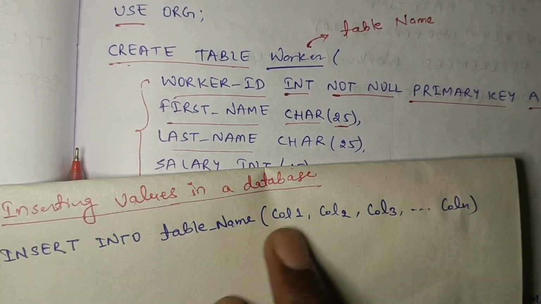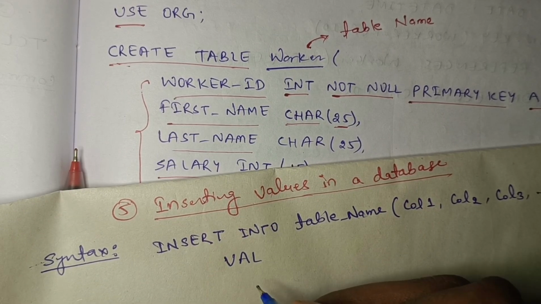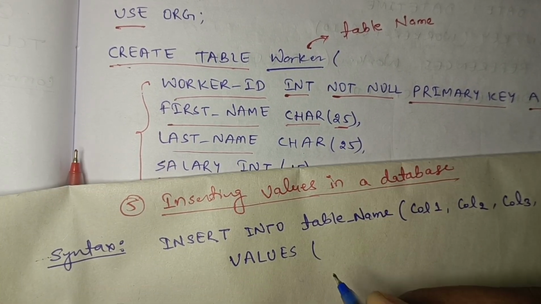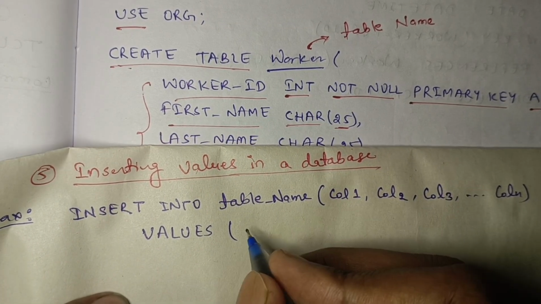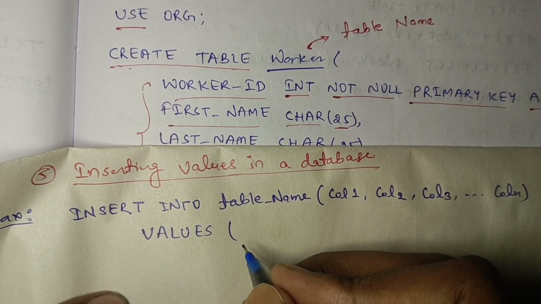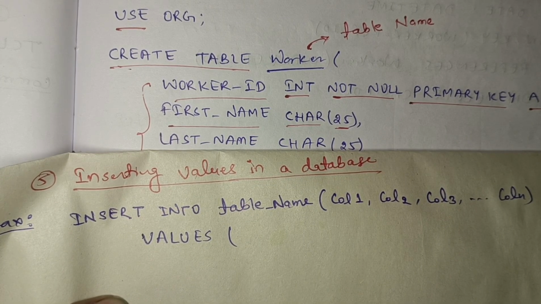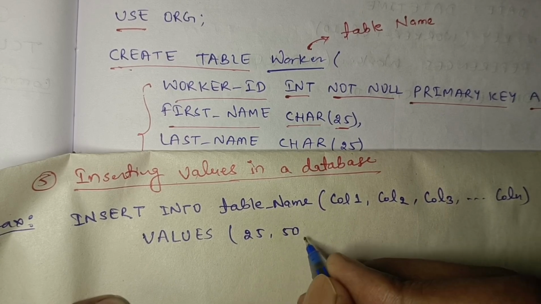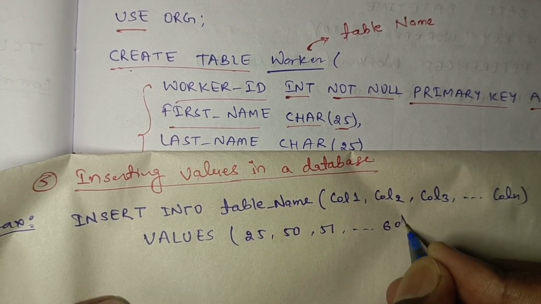Then after the columns, we write values, that we want to put into the columns, and then we put the values inside the columns by specifying the parentheses. So let's suppose in column 1 we want to write anything according to its data type. So let's suppose I am writing 25, 50, 51 and 60.